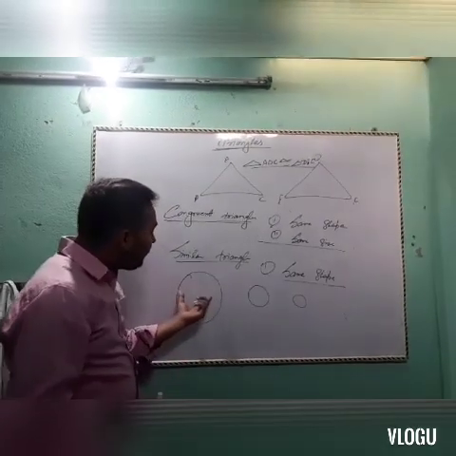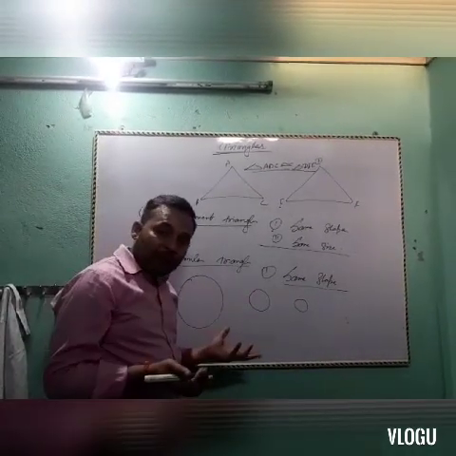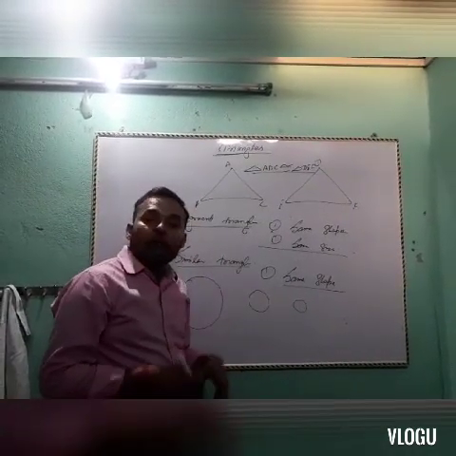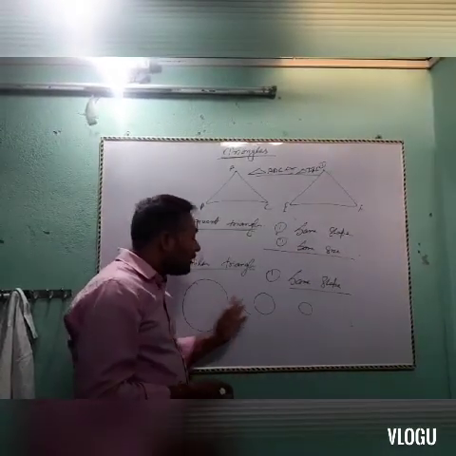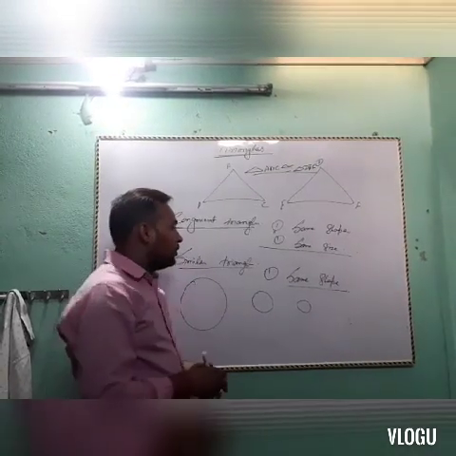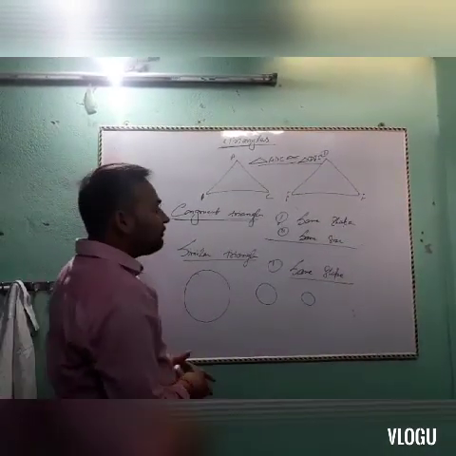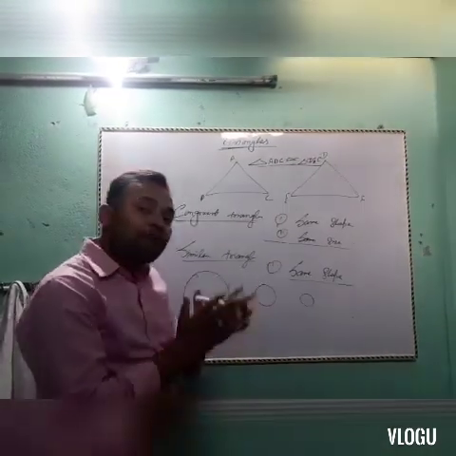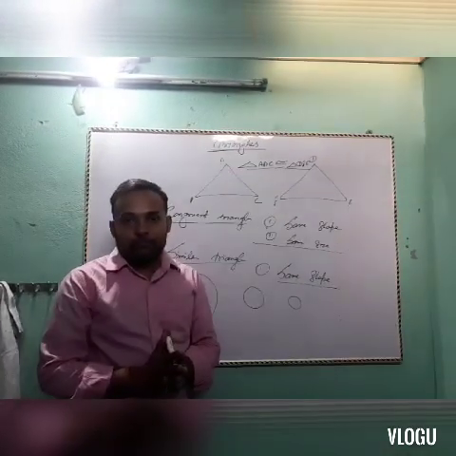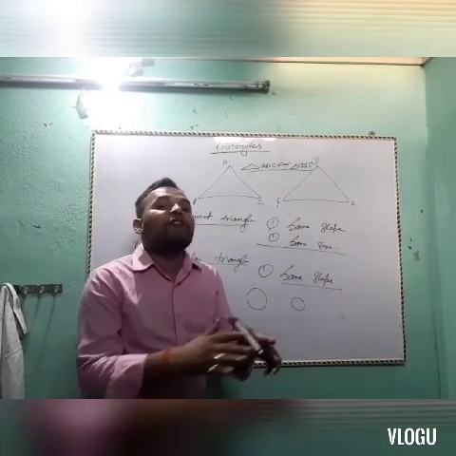But here the football is a big size, and the volleyball and cricket ball are a small size. So we say that they are similar. Two figures are said to be similar if they have the same shape, maybe a different size.